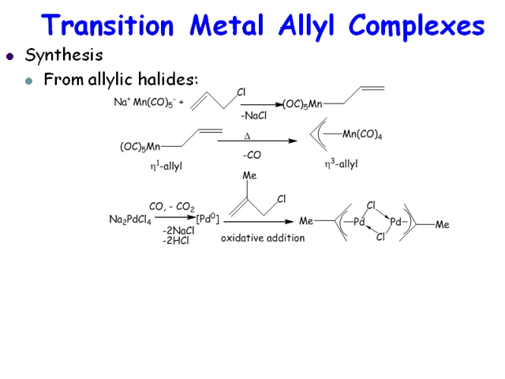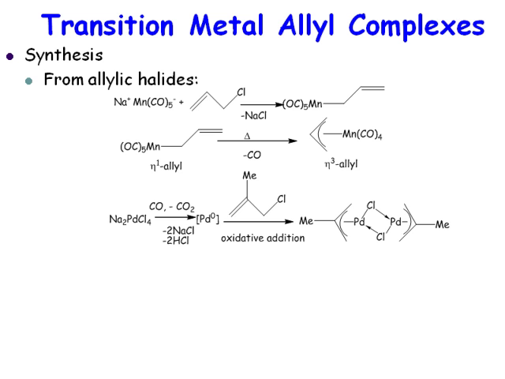Now, at the end of the last lecture, we talked about alkene ligands. And so far this lecture, we've talked about alkyl ligands. What happens when you combine an alkene ligand and an alkyl ligand? Because in essence, that is what an allyl ligand is. We can think of an allyl ligand as the combination of an alkyl ligand and an alkene ligand.